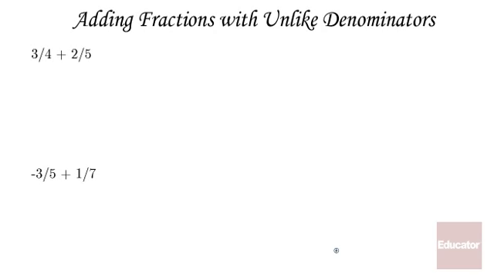Let's try adding fractions with unlike denominators. We will need to find common denominators. 3 over 4 plus 2 over 5. So as we just found in the vocabulary, 4 and 5 share a multiple of 20. I'm sorry, not a factor, a multiple. Factors are dividing numbers. Multiples are numbers that you multiply up to.